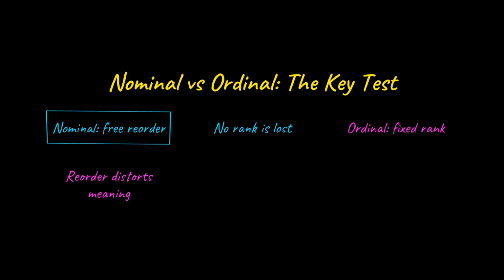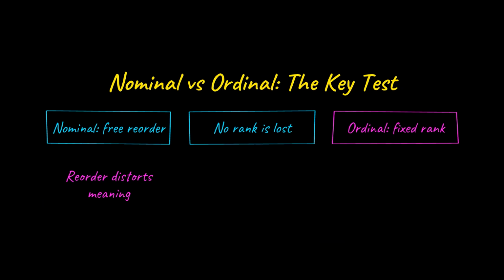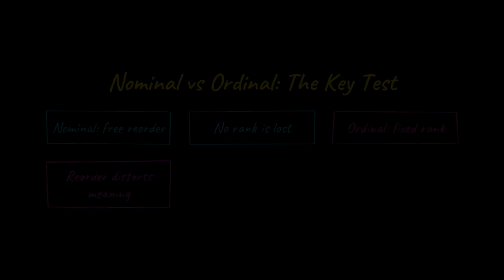The most common exam confusion is between nominal and ordinal. Ordinal categories carry an inherent rank. Cancer stages or satisfaction levels cannot be reordered without losing meaning. Nominal categories carry no such order. If you can freely reorder the categories without distorting the data set, the variable is nominal.